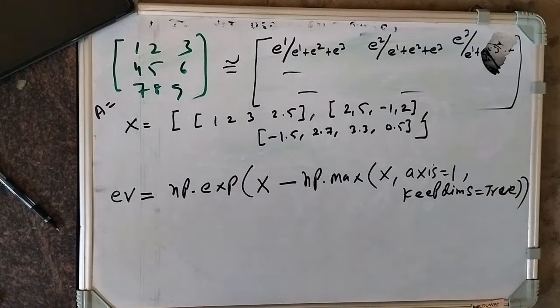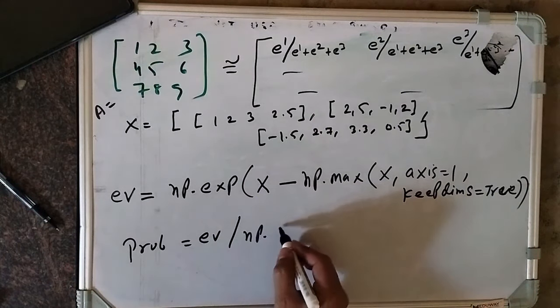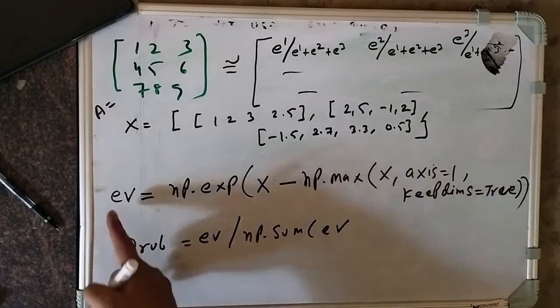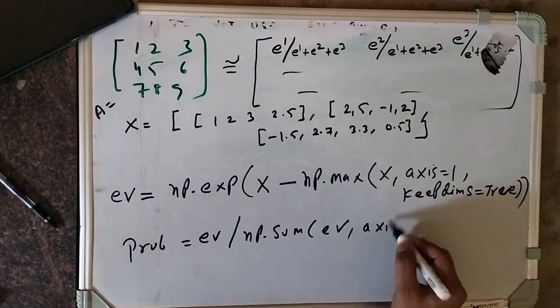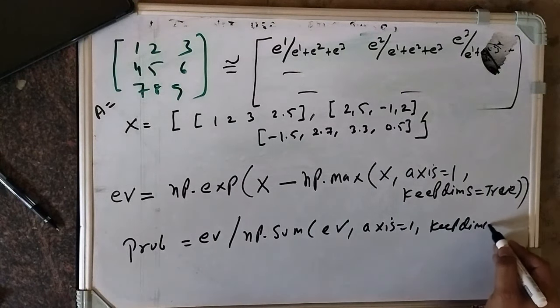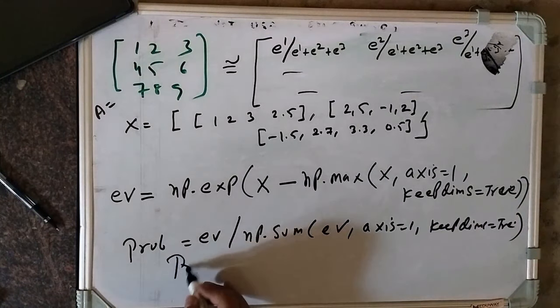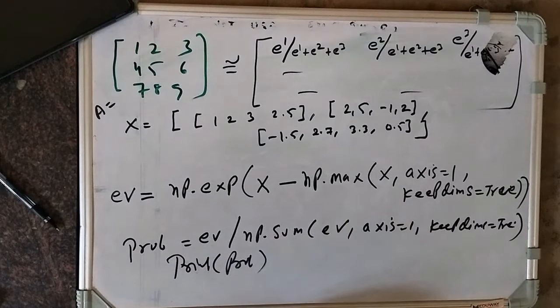So this is the reason it is very important to learn each and every step. Otherwise you will get a wrong answer. Once you got this, you write the probability. What is the meaning of probability? EV divided by np.sum of all, the sum of EV, and again you write axis equals 1 and keepdims equals True. Every time you have to write it, otherwise you will get a wrong answer. Now print the probability. Your probability will print and this is the overall answer.